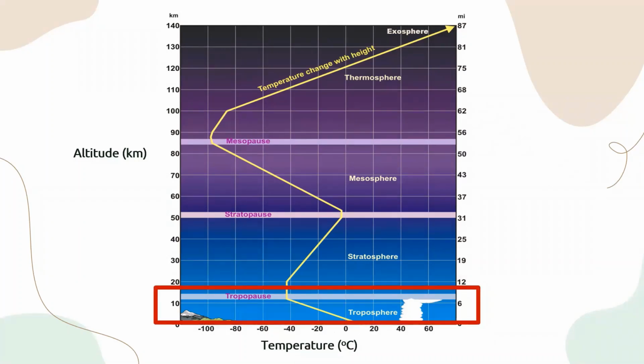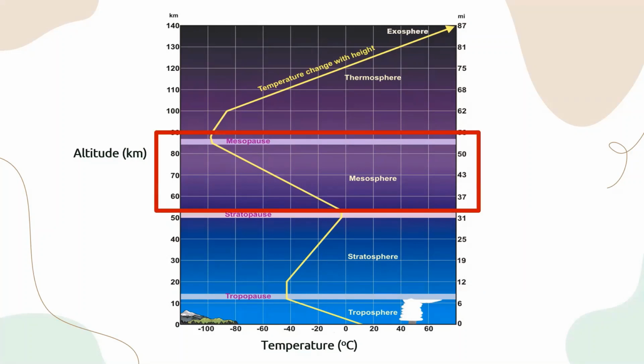In troposphere, what happens to the temperature as altitude or height increases? Right, the temperature decreases. It gets colder. In stratosphere, what happens to the temperature as we go up? Correct, the temperature increases. It gets warmer. How about in mesosphere? What do you notice with the temperature? Yes, it goes to the left, meaning temperature decreases.